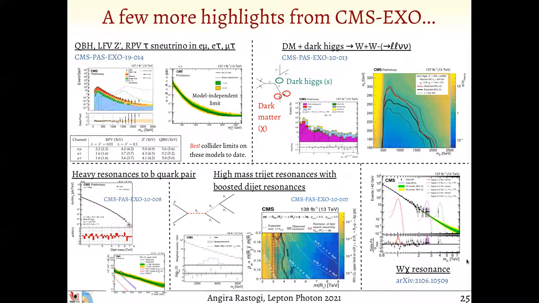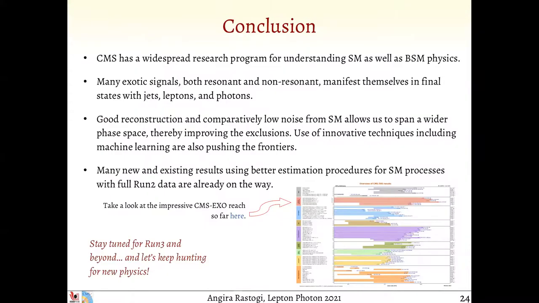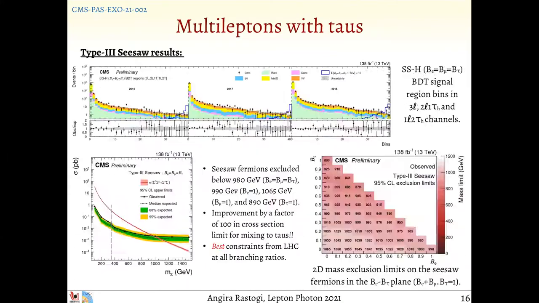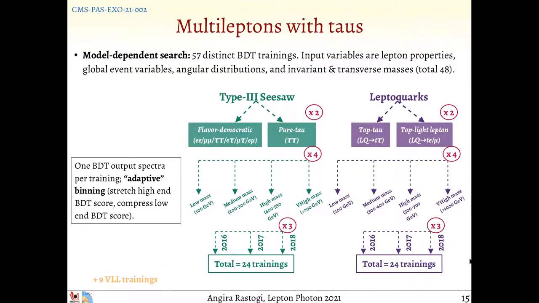Yeah, thanks a lot, Ankita, for the very nice talk. I was wondering, when you were presenting the multi-lepton general search with taus on slide 15, you mentioned that you do trainings and also split according to the categories per year of the data set. Is there a particular motivation for this? Do you really gain in sensitivity by doing that?